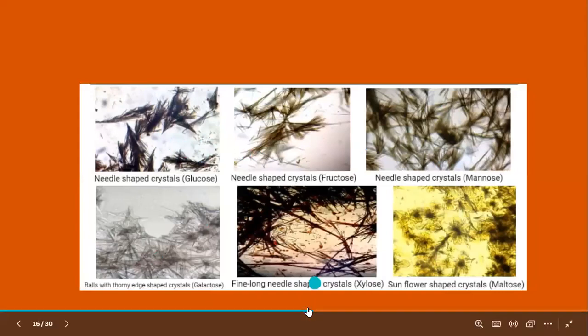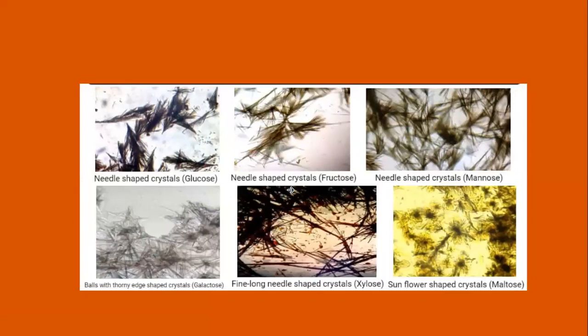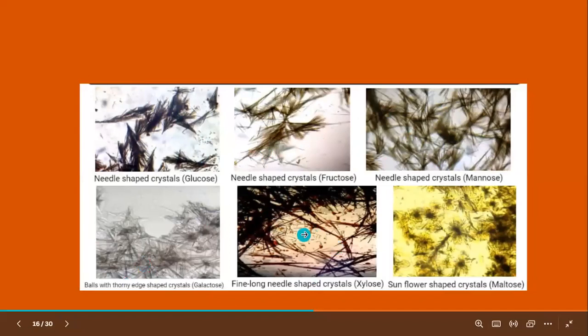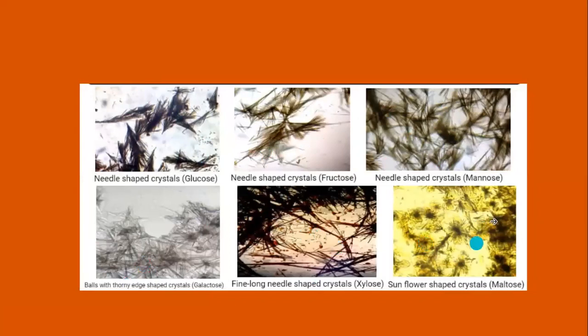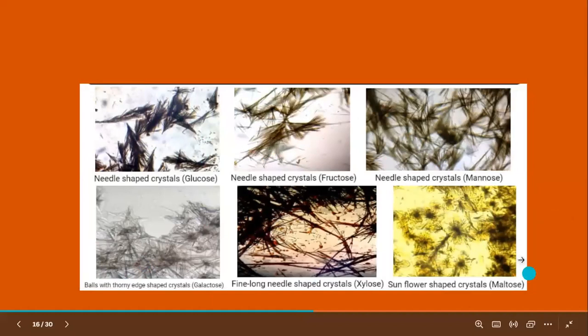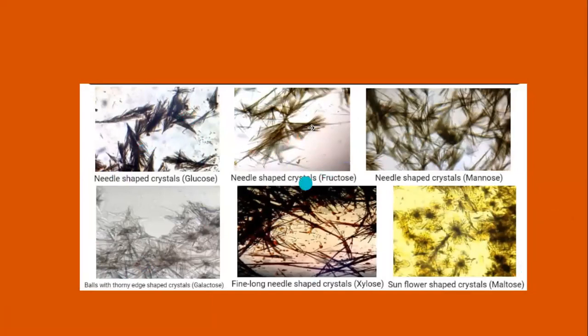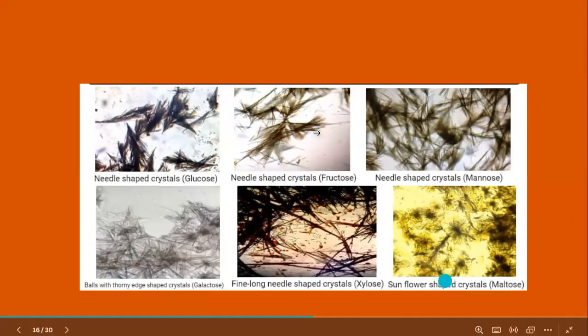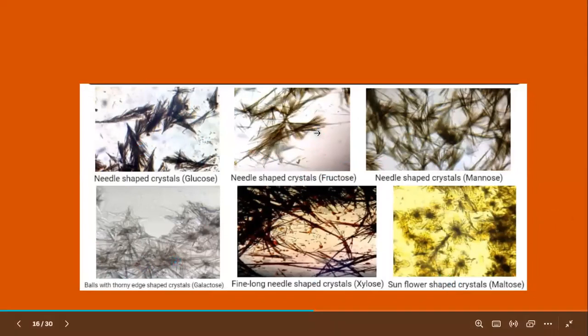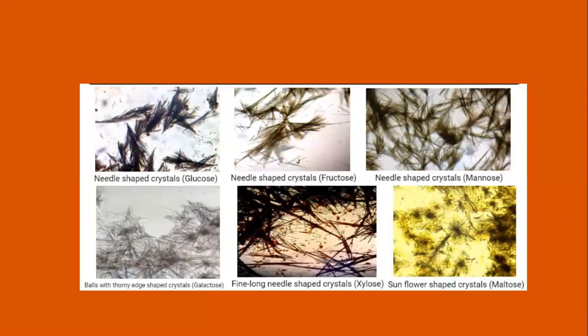And depending on the shape of the crystal, you will know what type of carbohydrate it is. You see these fine long needle shapes, sunflower shapes or flower shaped, it's maltose, and fructose is needle shaped. Different shapes are there. Depending on the shape of it, you will know. So this test is called the osazone test.